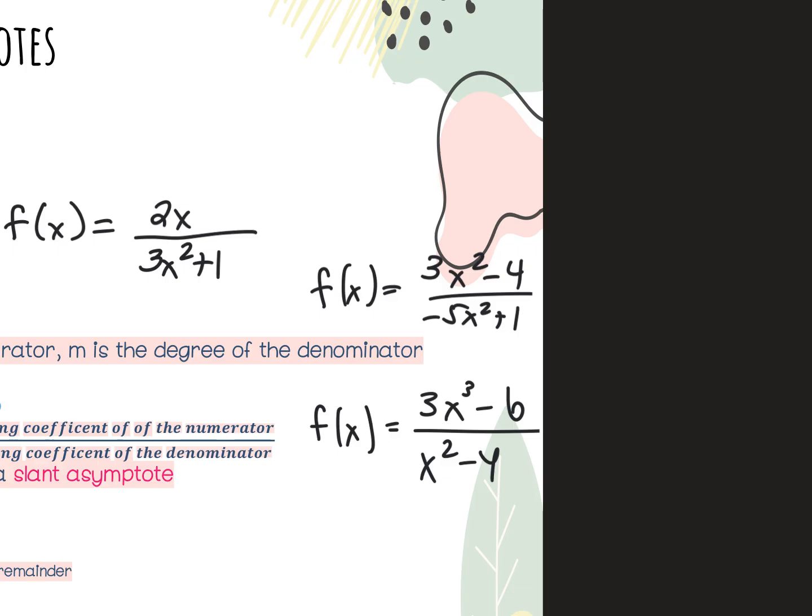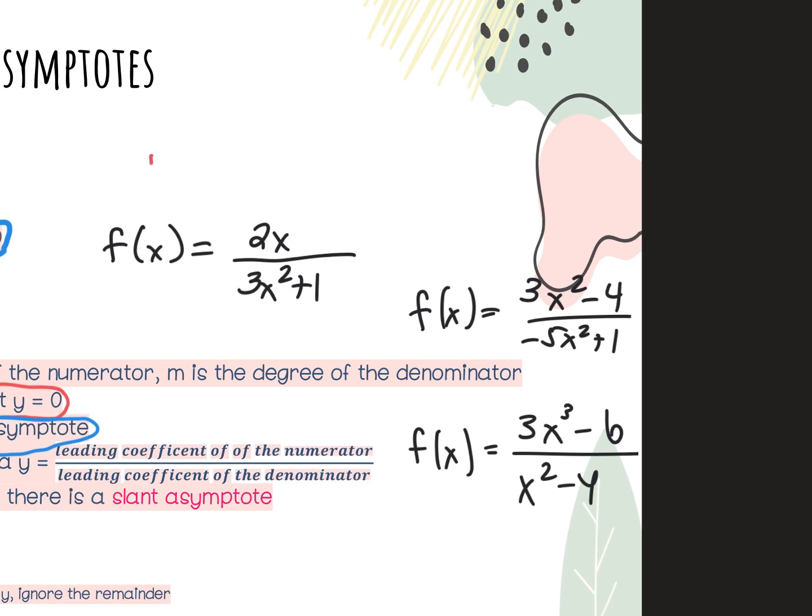If I was going to find the vertical asymptote, how do I find the vertical asymptotes? Set denominator equal to 0, okay? If I'm going to find the horizontal asymptote, this is how we're going to do it. We're going to compare the numerator degree to the denominator degree.